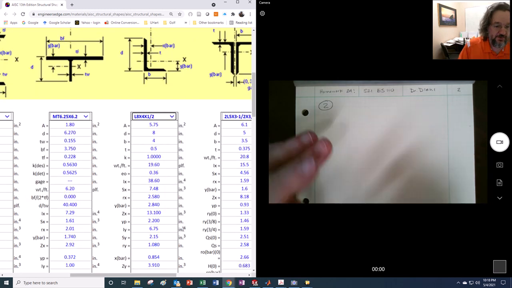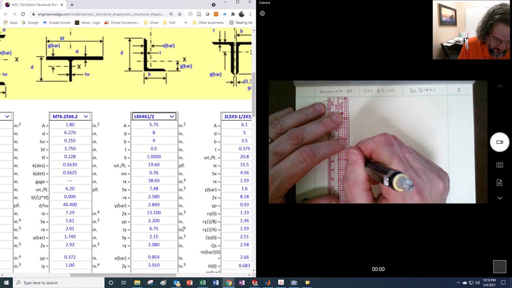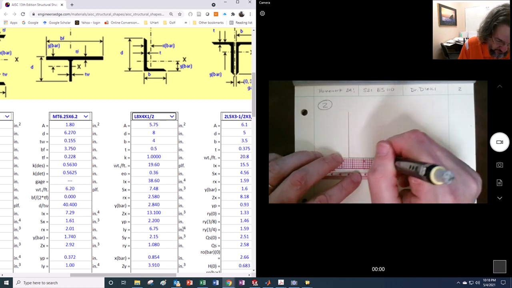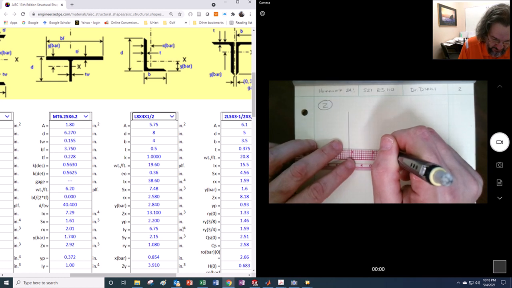And so what we want to do is to find our cross section. So the section that I'm picking, I didn't make a very good straight line there. Okay.